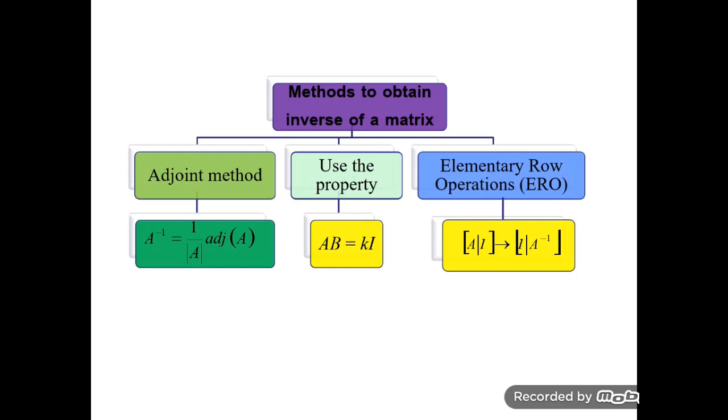The second method is by using the property, where in the question we can find AB equals K times I, where K is a constant and I is the identity matrix. The property that we are going to use is that when A is multiplied by A inverse, it becomes an identity. The third method is elementary row operation, where we have the augmented matrix A and the identity, and then we use elementary row operations to change A to become the identity, and the identity will be changed to A inverse.